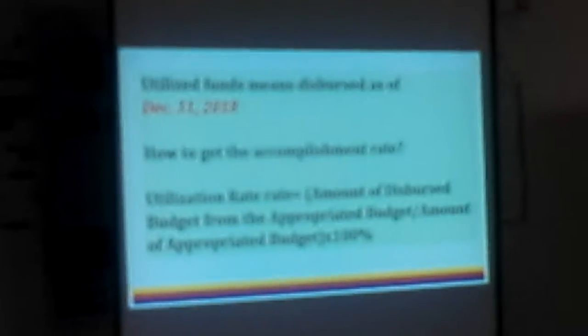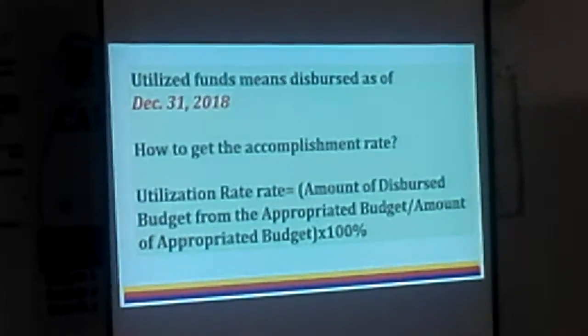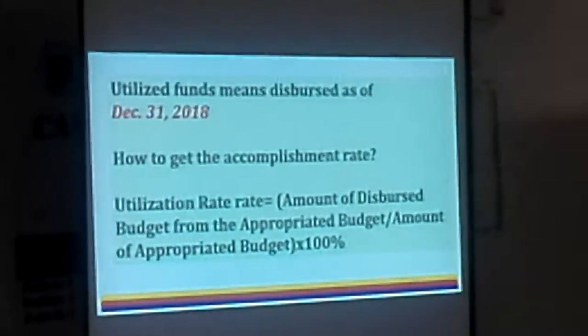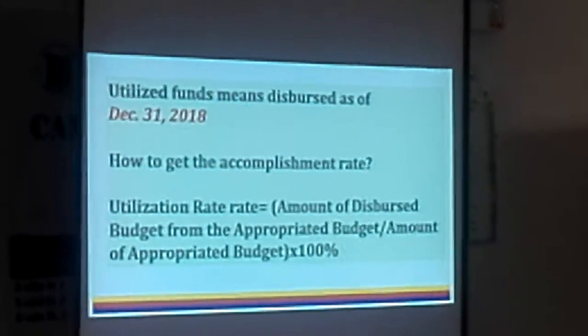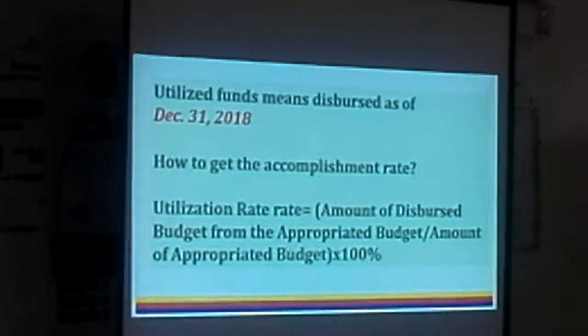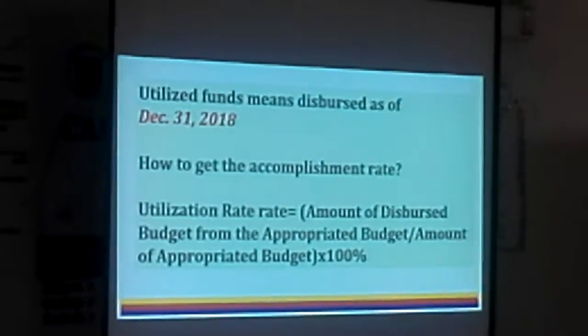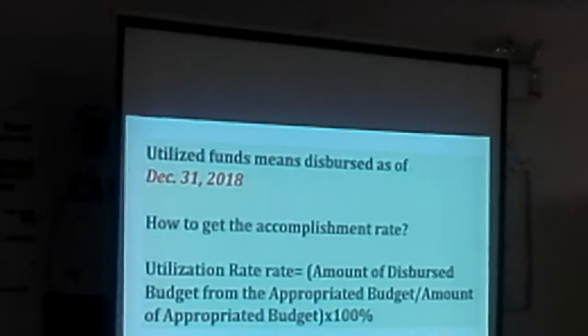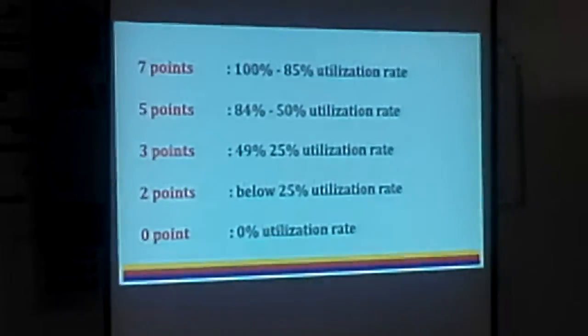So, utilized funds means disbursed as of December 31, 2018. Paano po nako-compute ang utilization rate? So, amount of disbursed budget from the appropriated budget over amount of appropriated budget times 100%. 7 points po, parehas lang po ng accomplishment rate.